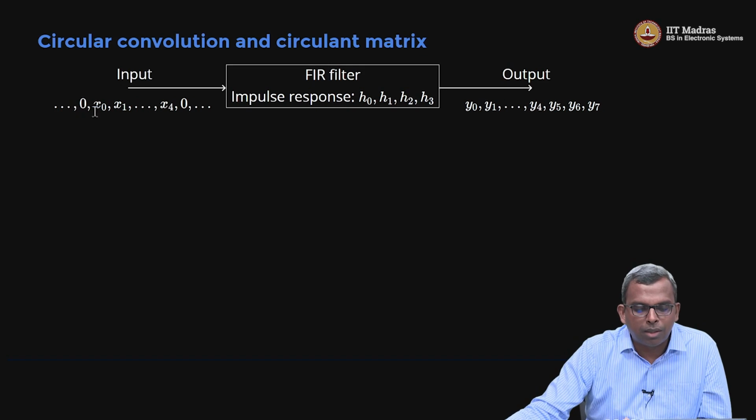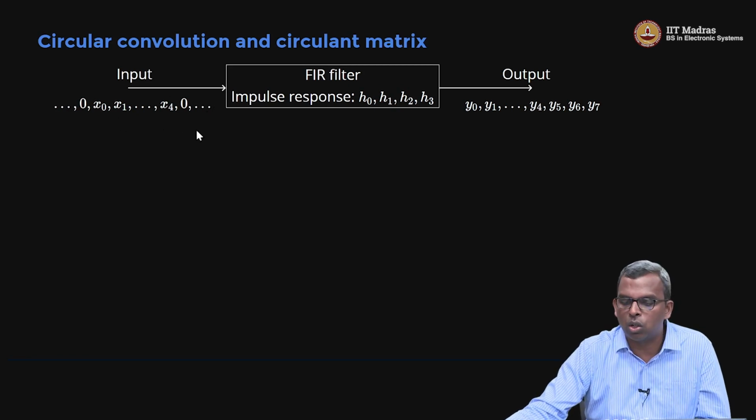So here is a sequence of inputs. It's 0 before and 0 later. There are only five inputs, x0, x1, x2, x3, x4. This is just for simplicity I'm doing. You can do it for longer also.